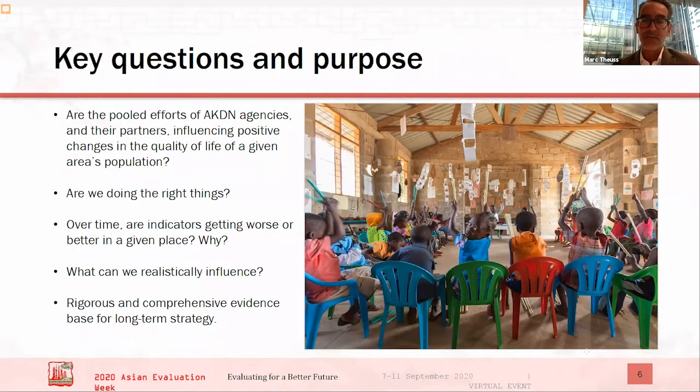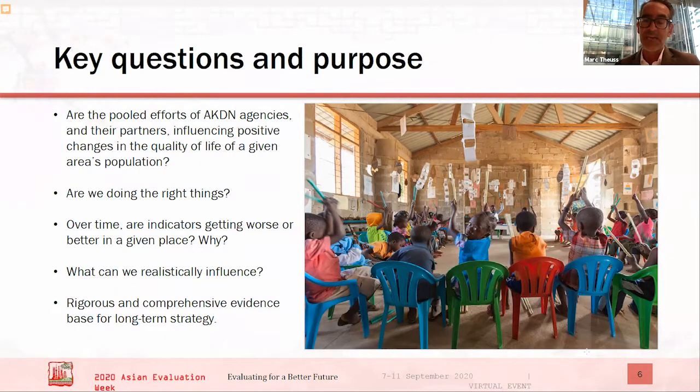I just wanted to take you through some of the key questions that the quality of life assessments address. So within the context of the assessments, we look at: are the pooled efforts of AKDN agencies and their partners influencing positive changes in the quality of life of a given area's population? Are we as AKDN doing the right things? Over time, are indicators getting worse or better in a given place, and why?